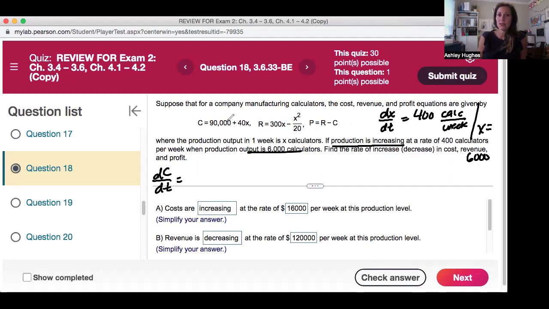Well, the derivative of 90,000 is 0. The derivative of 40x is 40 times dx/dt. So this is the easiest one. 40 times your 400, which gives us this.